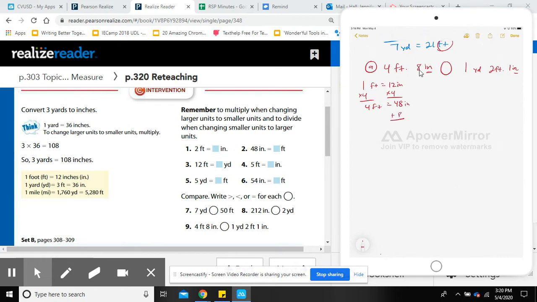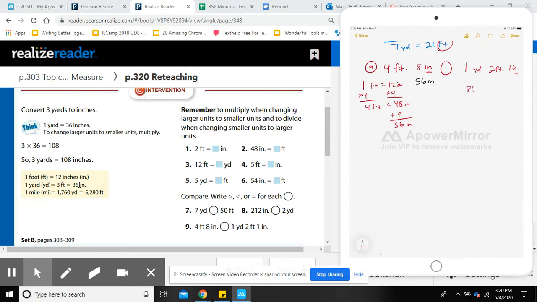So 4 feet is equal to 48 inches, but we also have to add this other 8 inches. So we're going to add 8. That gives us 56. So on this side, we have 56 inches, and we're going to compare that to the other side. So in our little chart over here, it tells us 1 yard is equal to 3 feet. It also tells us that 1 yard is equal to 36 inches.